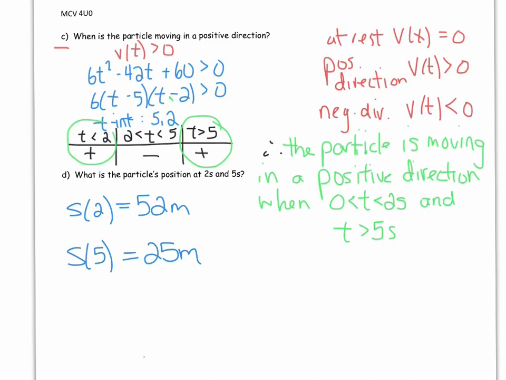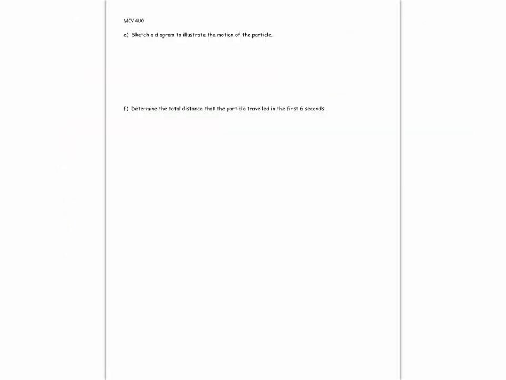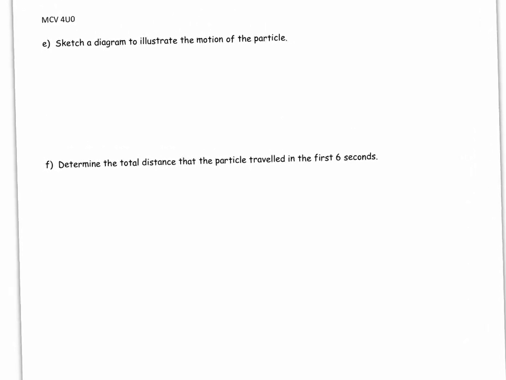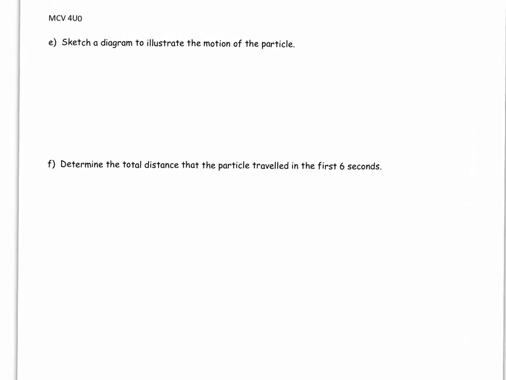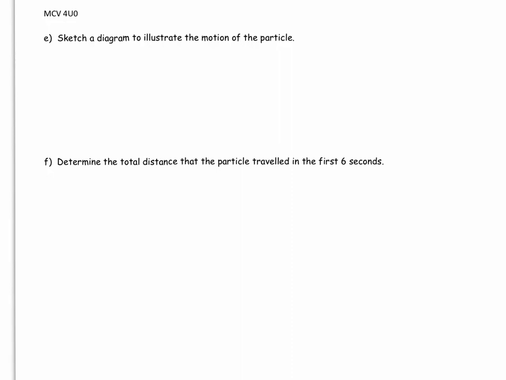So now, like I said, we're going to take all this information and apply it to the question: determine the total distance traveled, and sketch a diagram to illustrate the motion of the particle. These are really the two new ideas that we're going to look at today. In order to sketch this diagram, we are going to need to know its position at all of these times. So we're going to try to summarize all of the information that we have so far.